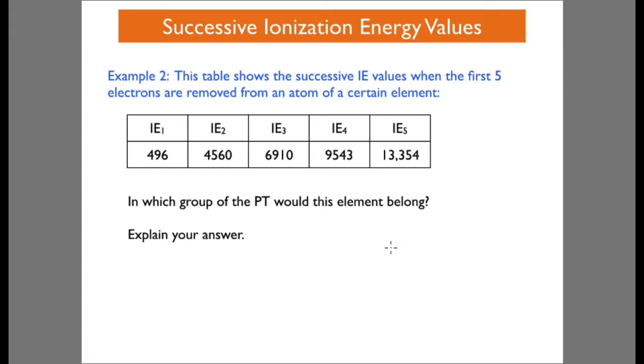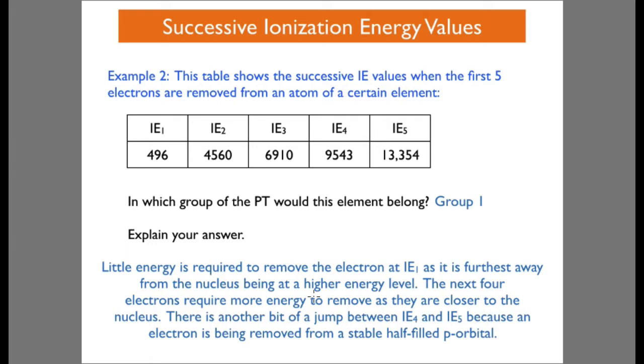This table shows the successive ionization energy values when the first 5 electrons are removed from an atom of a certain element. In which group of the periodic table would this element belong? Well, group 1. And why is this? Straight away you can see the big gap here.